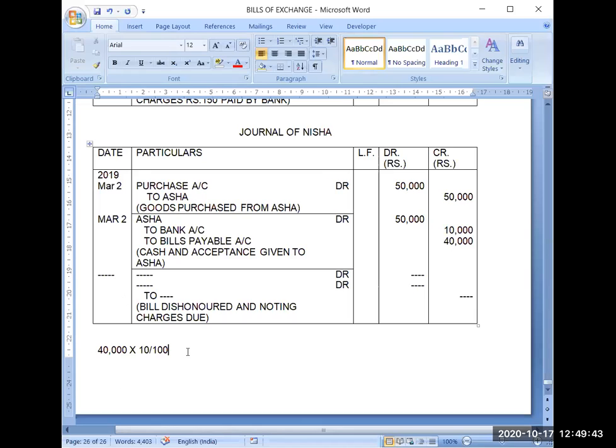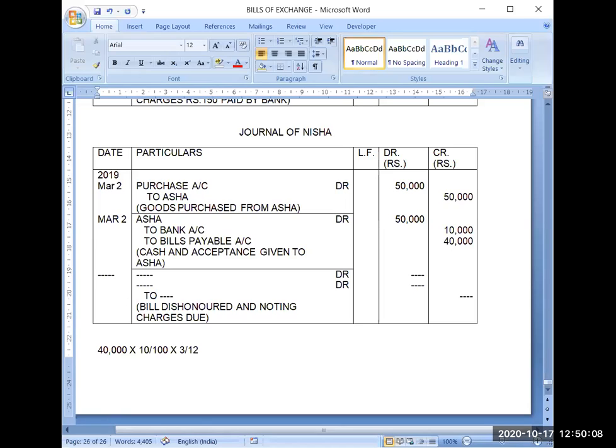Sometimes in a hurry you will be calculating it wrong otherwise. So the time is 3 months. Now it will be 4,000 multiplied by, or you can say divided by 4.